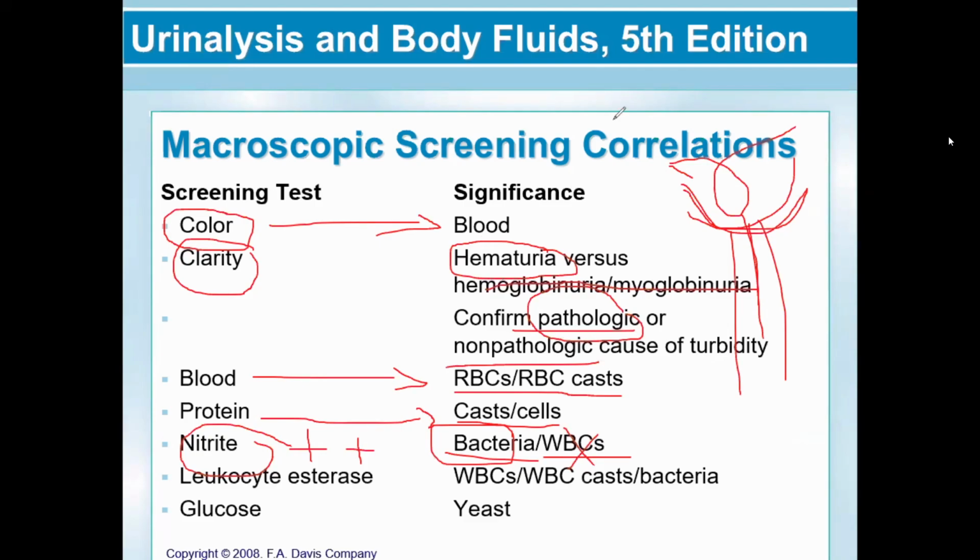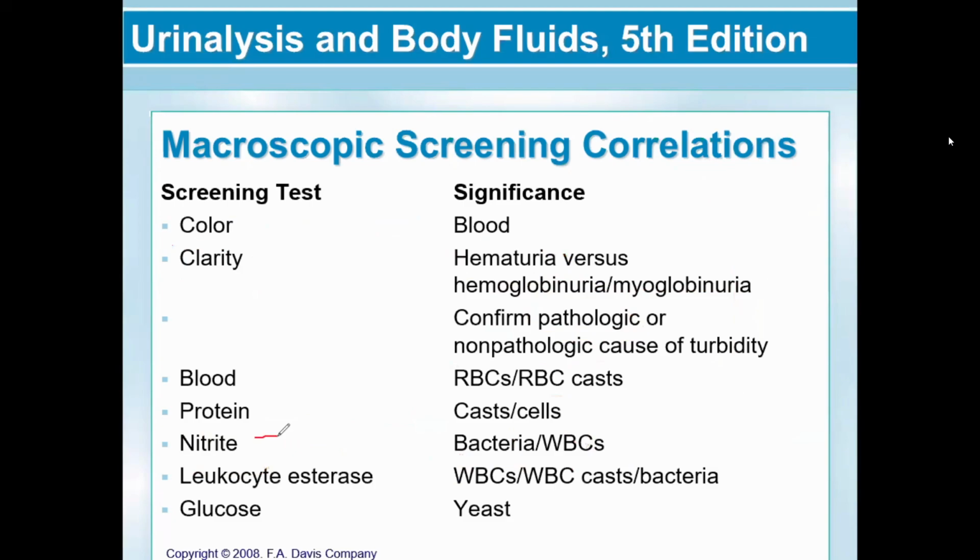Ma'am, what if it's negative for nitrite, positive for leukocyte esterase, and I see bacteria and WBCs under the microscope? Is that a true infection, ma'am? Yes, it can be an infection, a true infection. It's negative for nitrite because the bacteria causing the infection may be non-nitrate reducing bacteria, for example staphylococci and enterococci. So that's for your nitrite. What else?